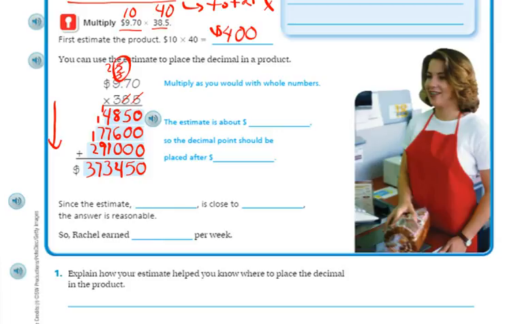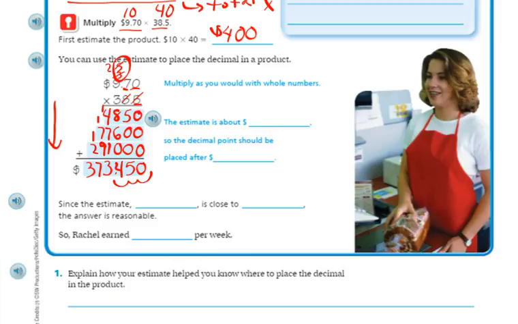Let's figure out how to place that decimal point. Go up to the problem, underline all of your digits to the right of the decimal point. So I have the 7, the 0, and the 5 down here. That's 3 digits to the right, which means I place my decimal point 3 digits to the left. Bounce that back there, and I'm looking at $373.45. Now, you can use the estimate to help place the decimal point because I know I should have 3 digits to the left of my decimal. And in this case, the 373 is close to the 400.